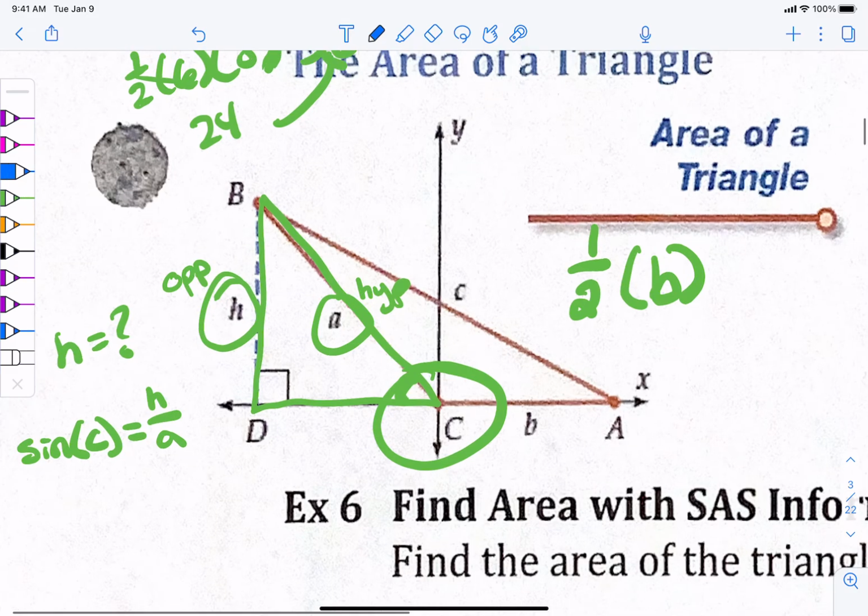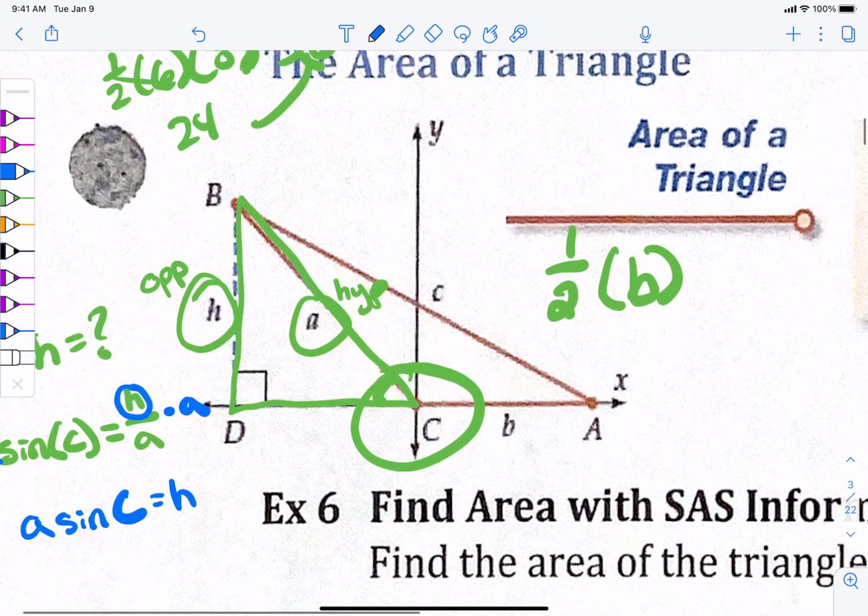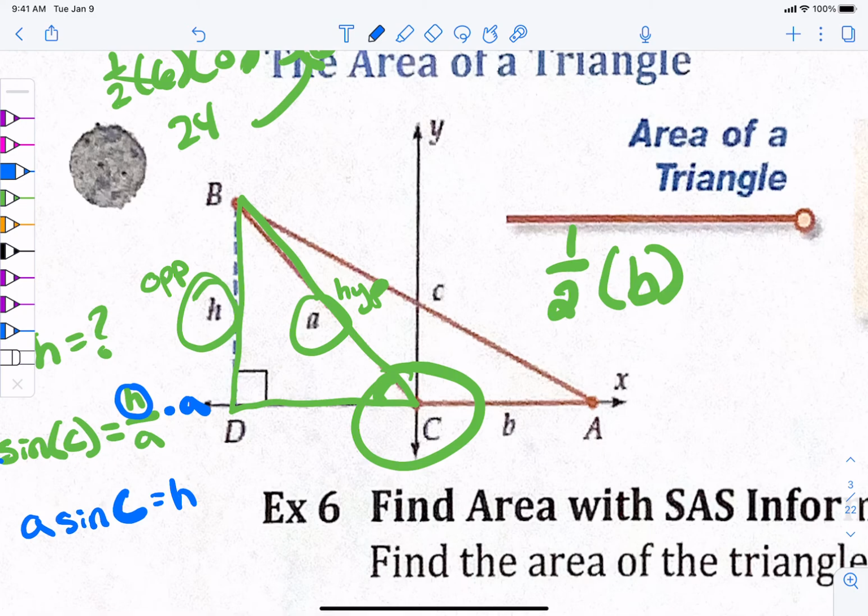Now, if we want to get H by itself, I just need to bump the A to the other side by multiplying by A. You see that? So H is equal to A times sine of C. So in my 1/2 base times height, I have 1/2 B times A sine of C. Do you see how that works? Those are the things that you're going to multiply together. Do you see where they come up with that formula? It's 1/2 base times height. It's just that the height is not given to you. You use this other stuff in the triangle to find out what the height is.